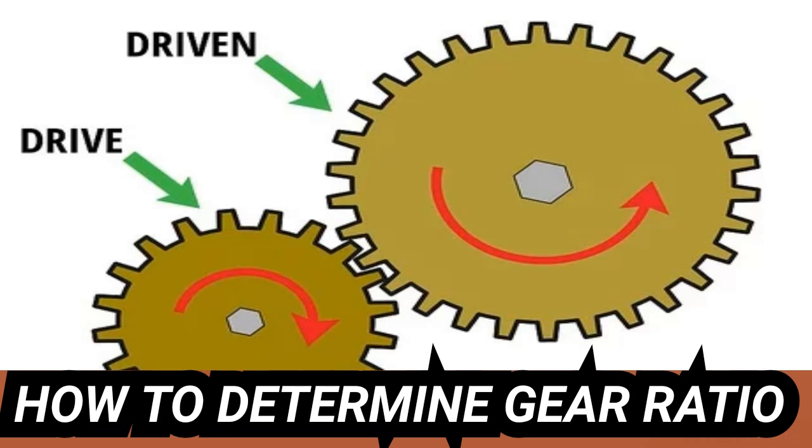What this gear ratio means is that the smaller driver gear must turn 1.5 times to get the larger driven gear to make one complete turn. This makes sense, since the driven gear is bigger. It will turn more slowly.